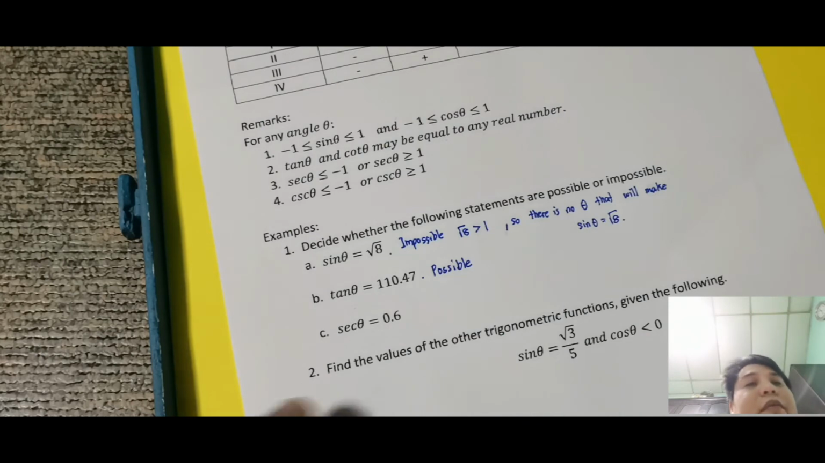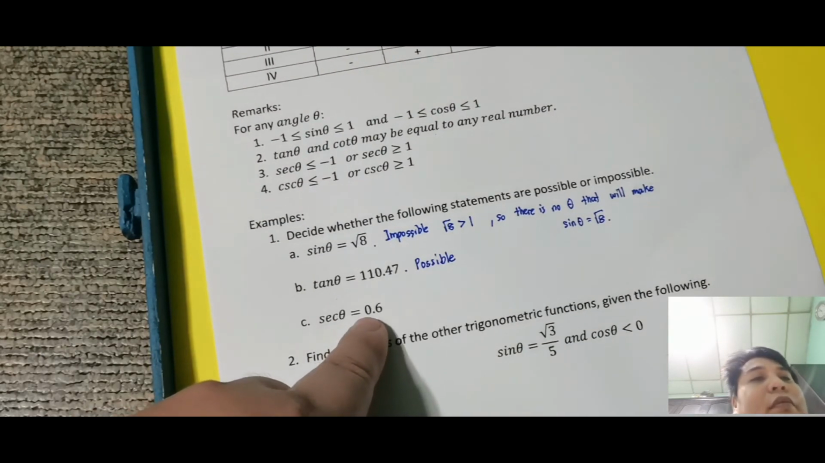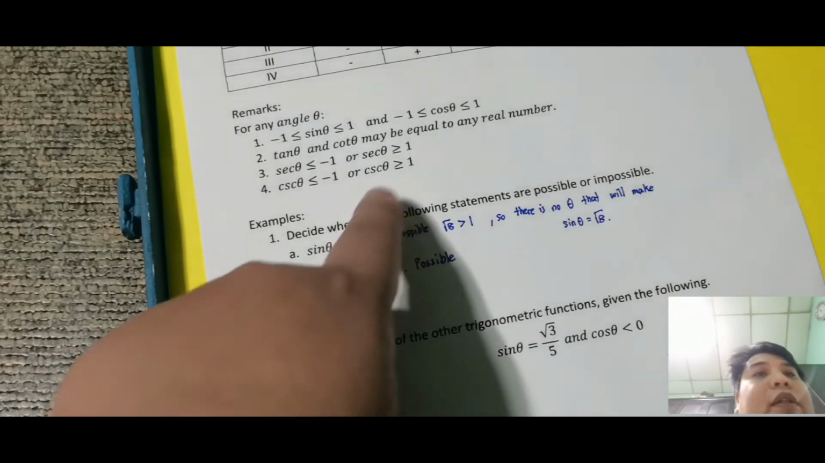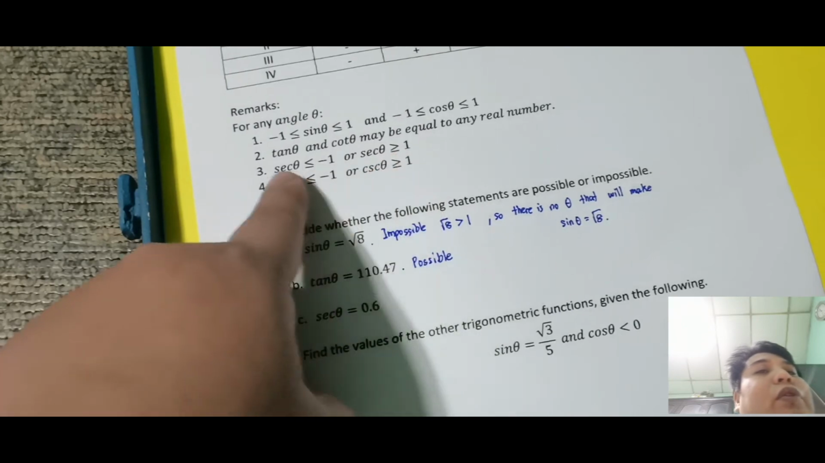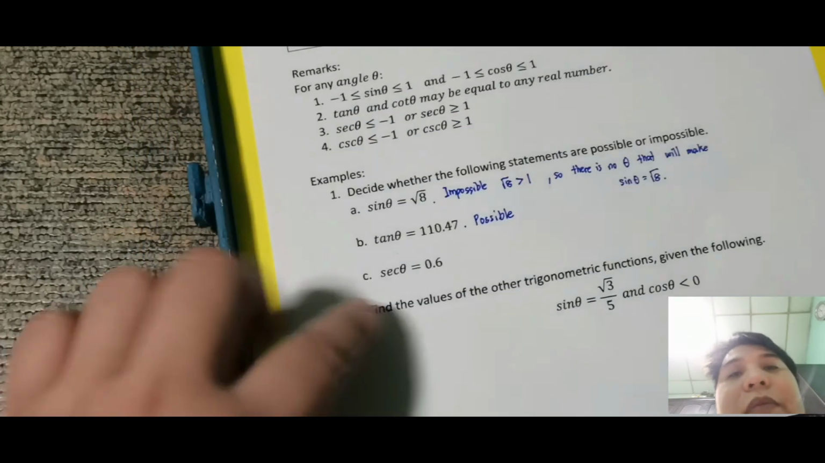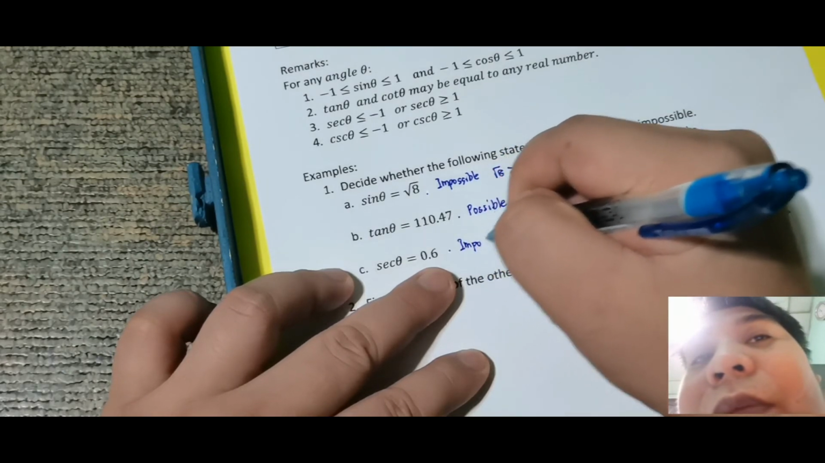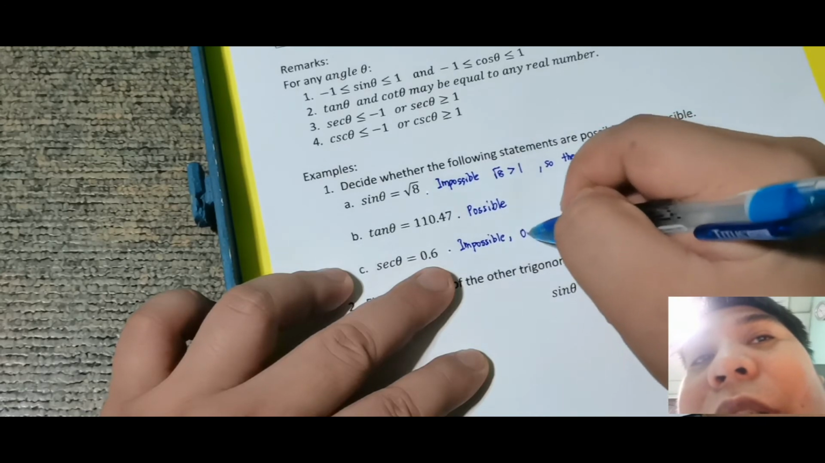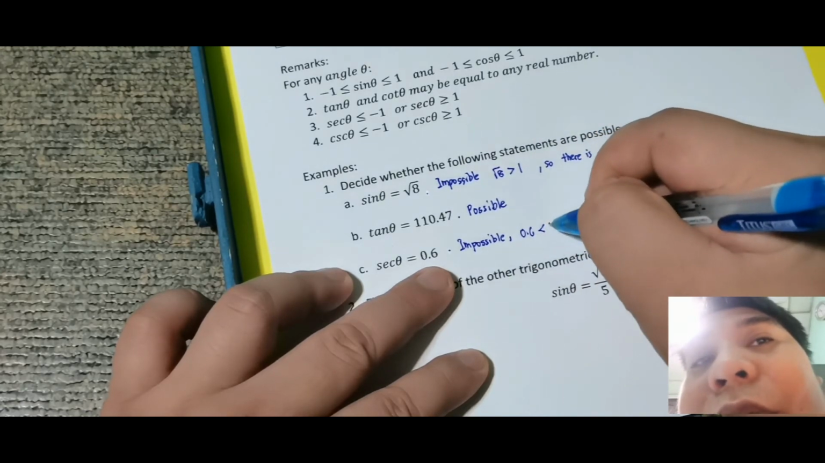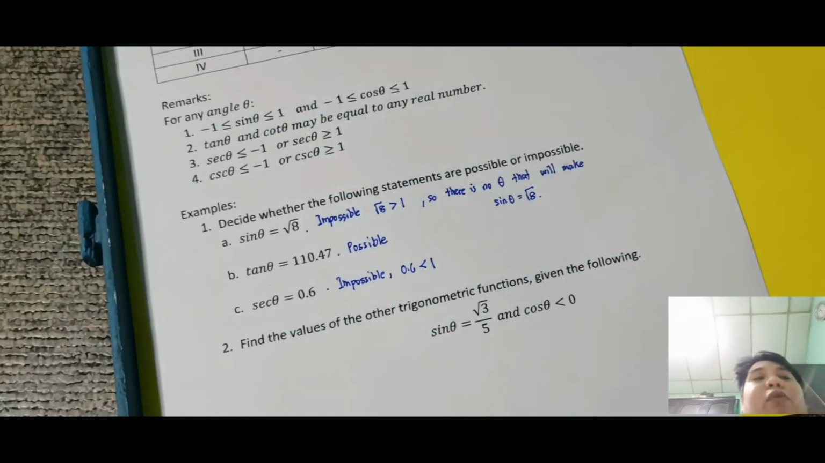Okay, next. Letter C. Secant theta is 0.6. Again, 0.6. Note that secant theta must be greater than or equal to 1 or less than or equal to negative 1. Note, this is impossible since 0.6 is less than 1. Okay, dapat mas mataas eh. Si 1, 1.2, 1.3, 1.4, lahat dapat ganun siya.